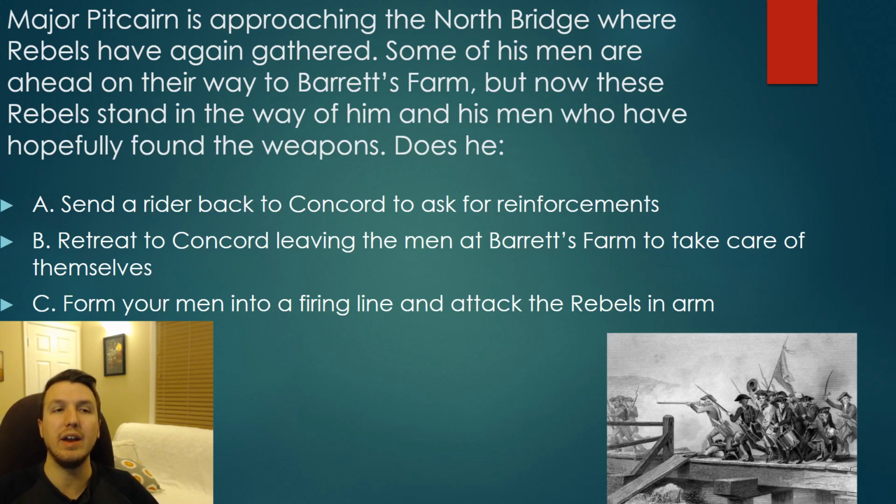Some of his men are ahead on their way to Barrett's Farm. But now these rebels stand in the way of him and his men who have hopefully found the weapons. Does he, A, send the rider back to Concord asking for reinforcements, B, retreat to Concord leaving the men at Barrett's Farm to take care of themselves, or C, form your men in a firing line and attack the rebels in arms? So I just want to point out where Barrett's Farm is.